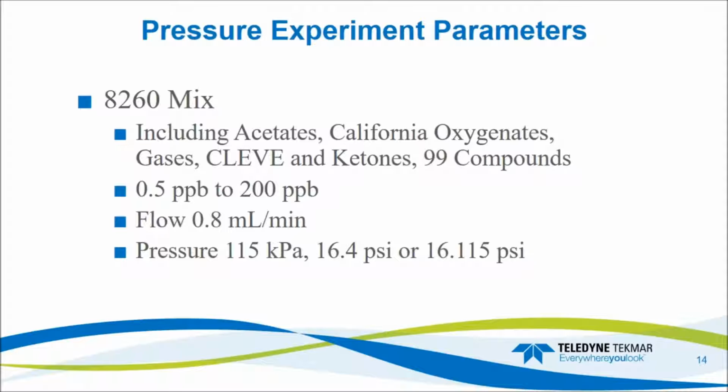On one GC it was 115 kilopascals, another GC it was 16.4 psi, and the third was 16.115 psi to meet this 0.8 mL per minute at the start. Again, that's at 35 degrees.